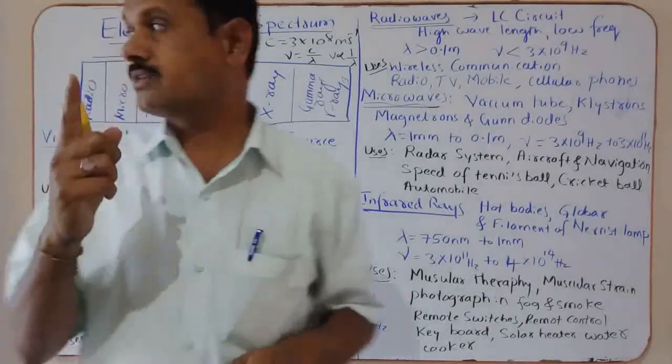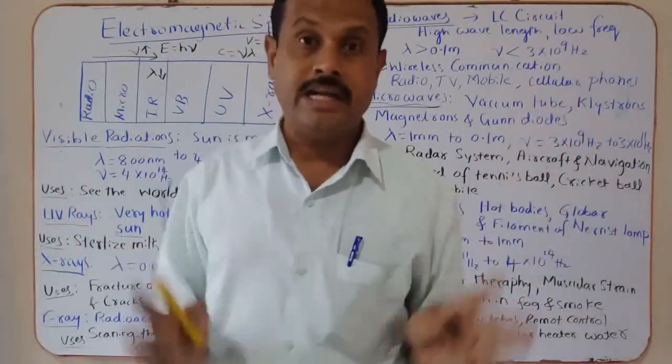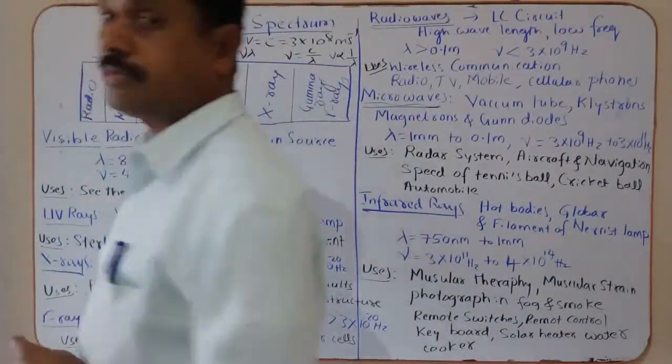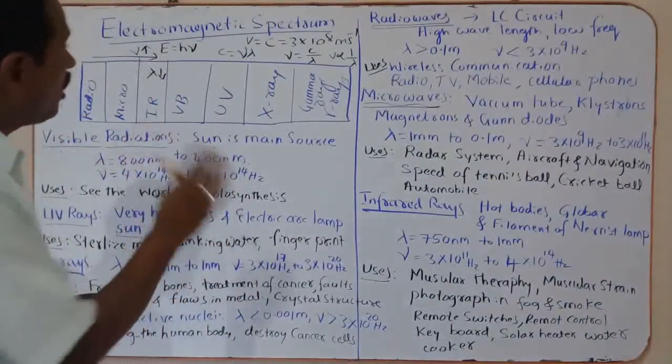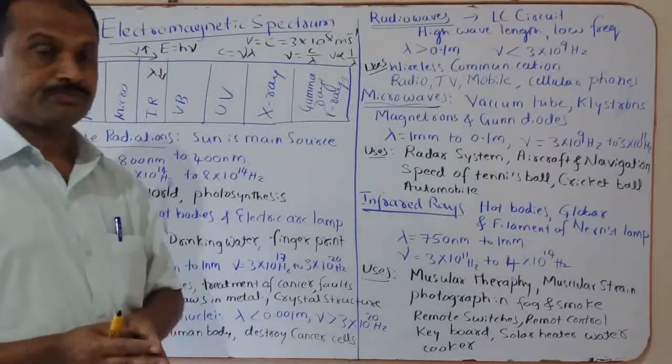One factor is common for all the electromagnetic radiations, that is velocity. Velocity is the same and common for all electromagnetic waves, but the wavelength and frequency are different.